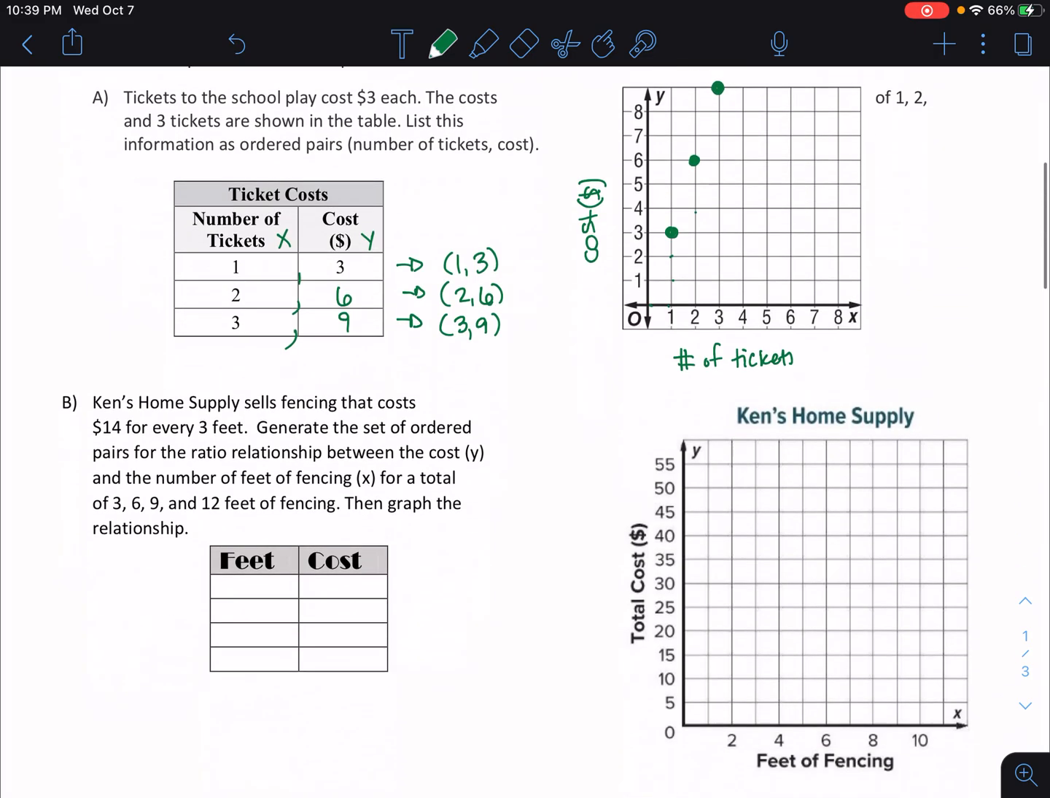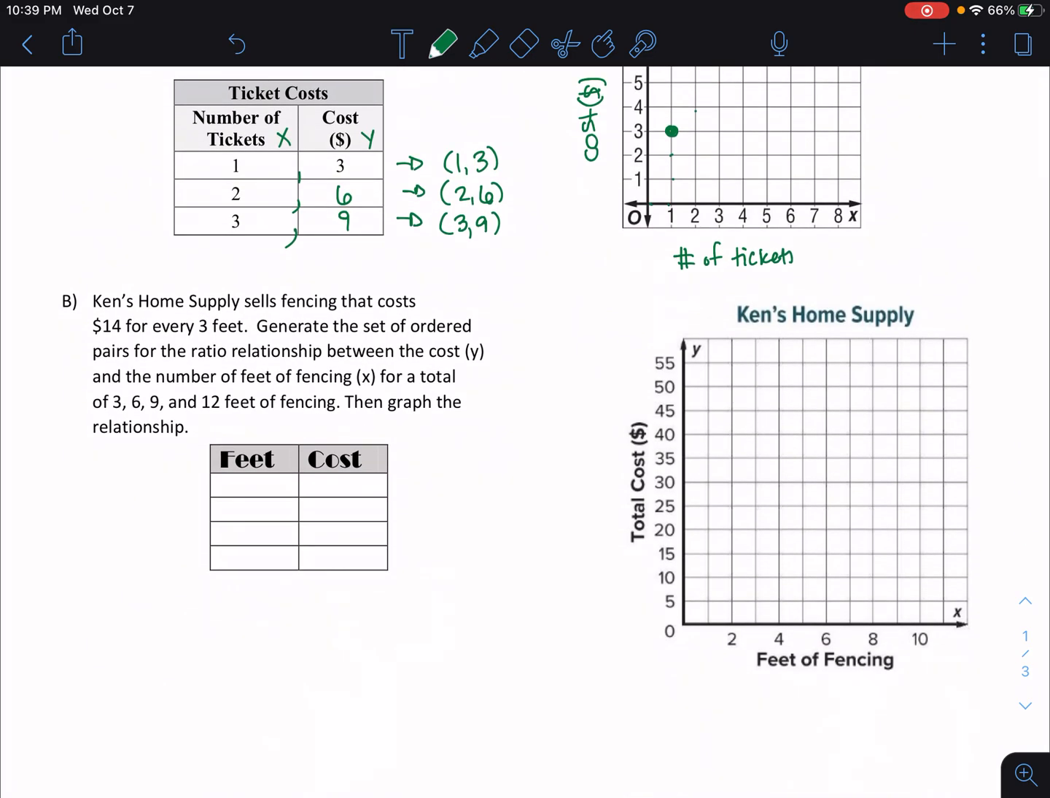So for part B, Ken's Home Supply sells fencing that costs $14 for every 3 feet. So you can see they put feet here, we've got cost here. So I've got 3 feet, and that cost is $14. If I want to do 3, 6, 9, and 12 feet of fencing, I'm going to continue my ratio for the cost. 14, 28, 42, and then 56.